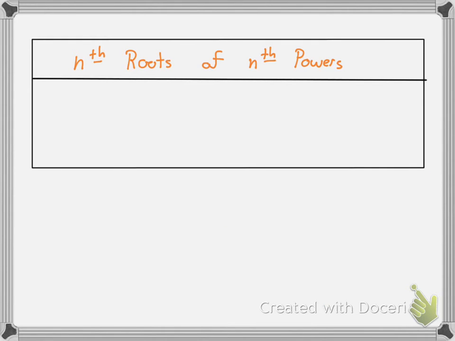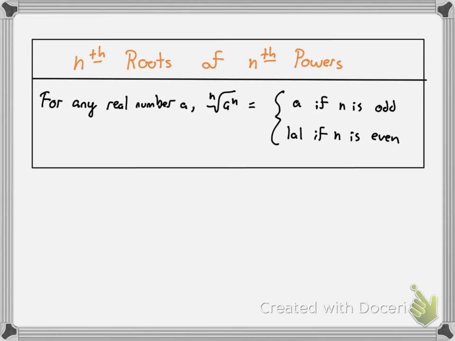Last thing we'll talk about today, the nth roots of nth powers. For any real number a, the nth root of a to the n is a if n is odd, and the absolute value of a if n is even. So that's kind of a fancy way of saying that if I'm taking an even root of something, and I'm working with expressions, I'm going to want to work with absolute values for a lot of these.